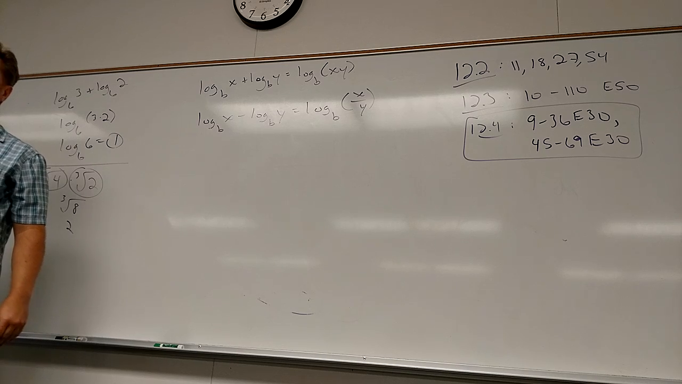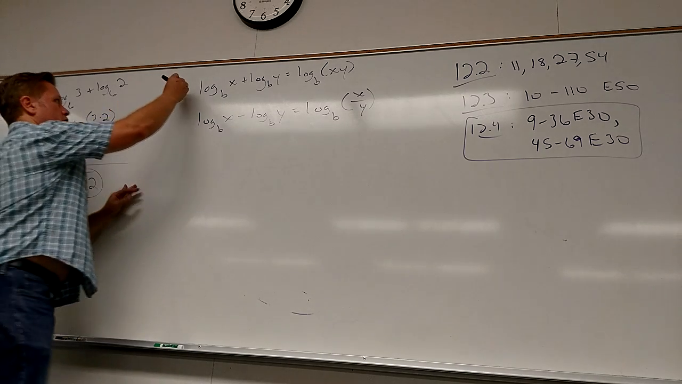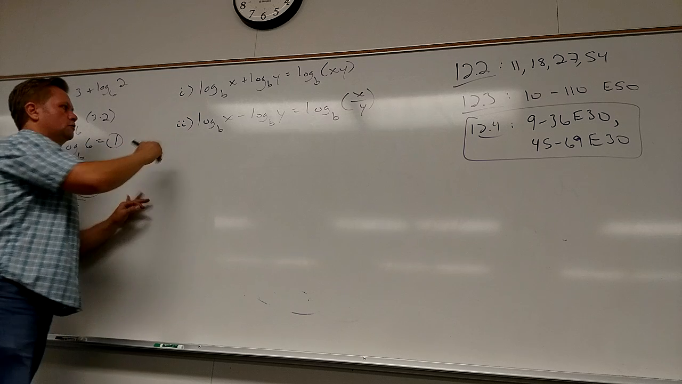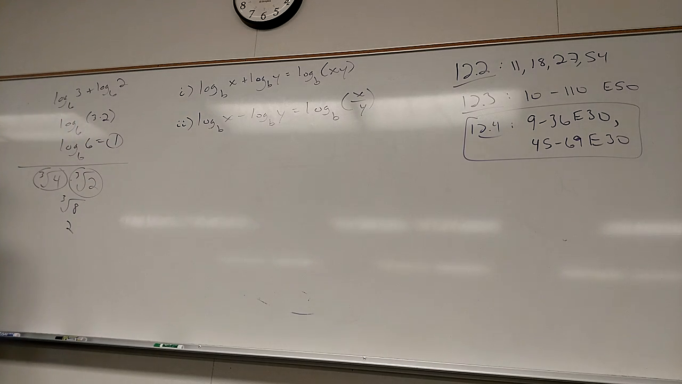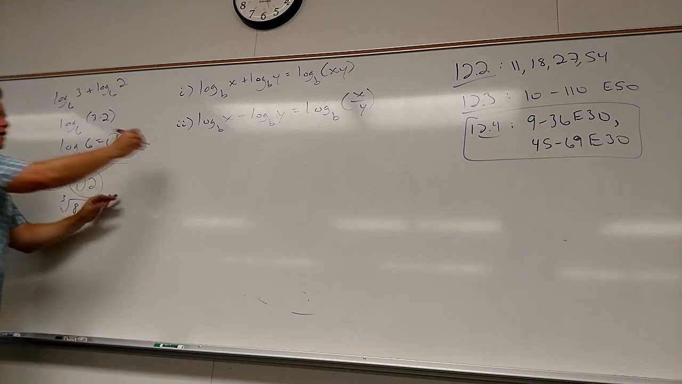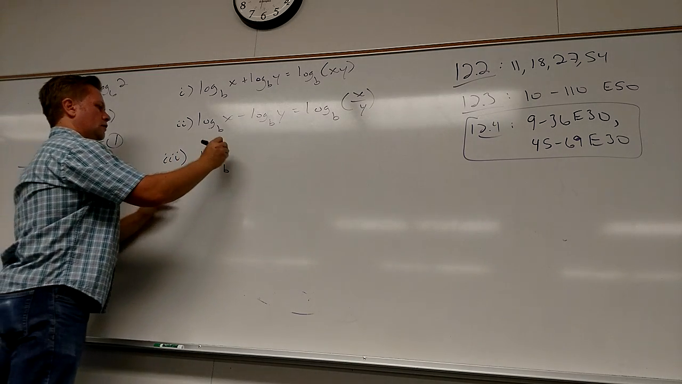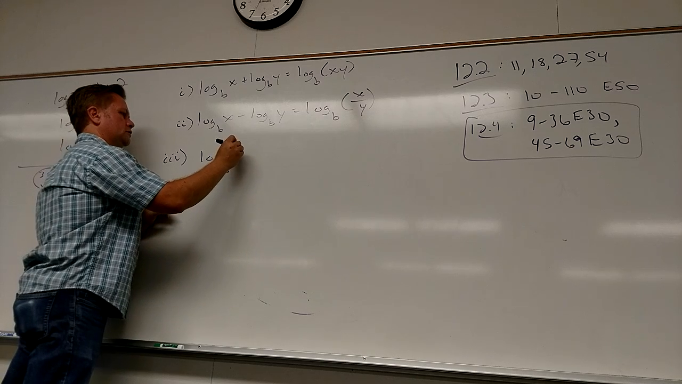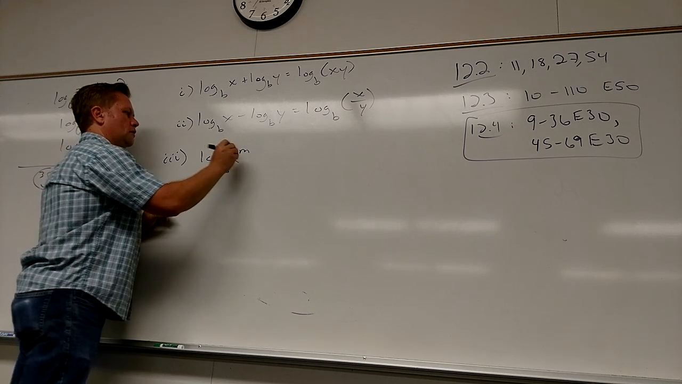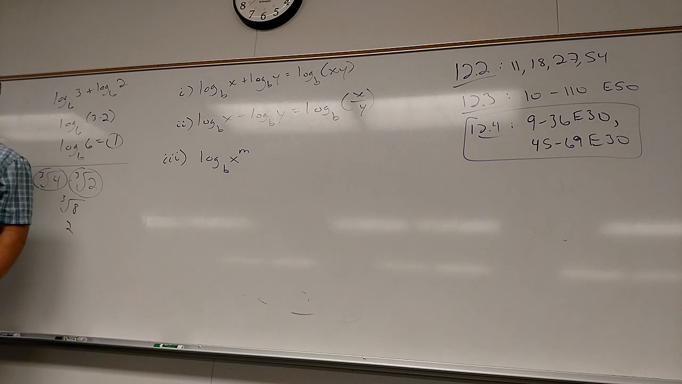How are we doing so far? So those are the first two properties. There's one other one. The next one is based on the first one. So if I have log base b of x to the m, we're going to do some concrete examples. We're just studying the idea.